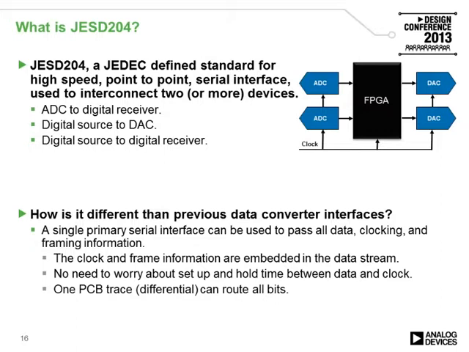How is it different than previous data converter interfaces? A single primary serial interface is used to pass all data, clocking, and framing information. The clock and frame information are embedded in the data stream. There's no need to worry about the setup and hold times between data and clock anymore. One differential PCB trace can route all bits.